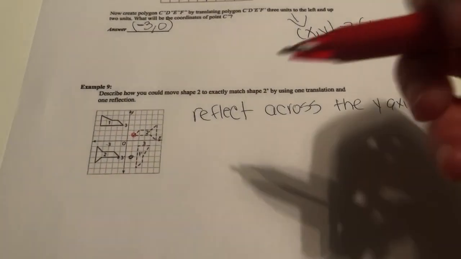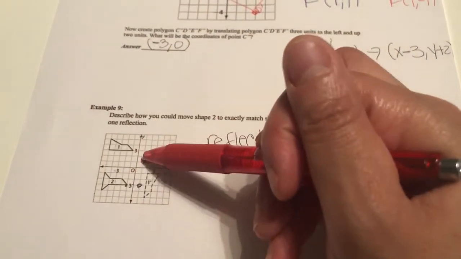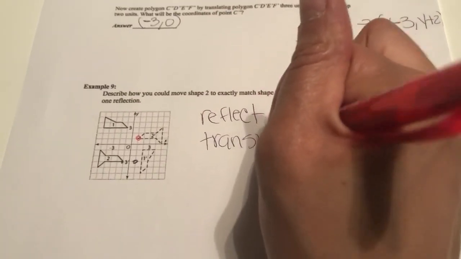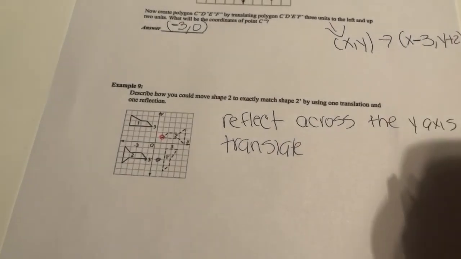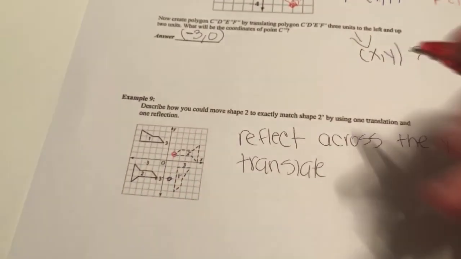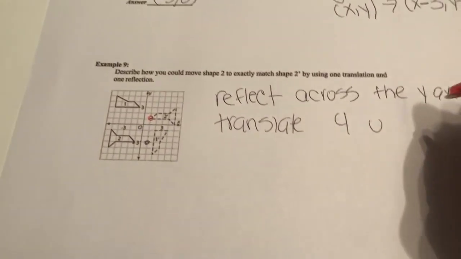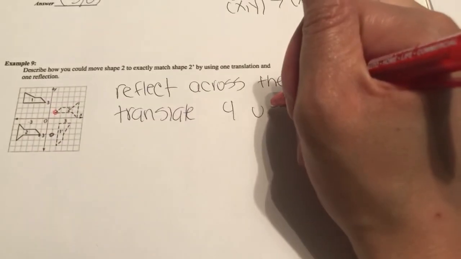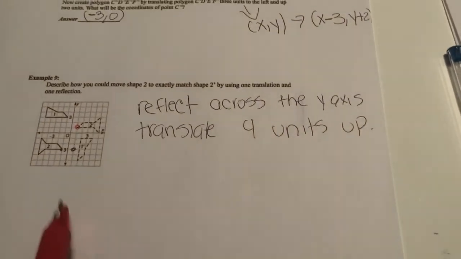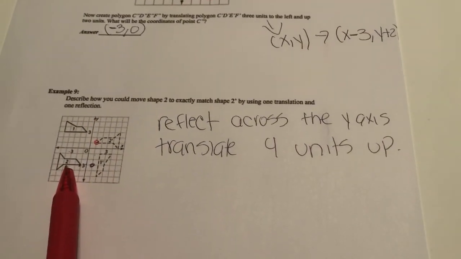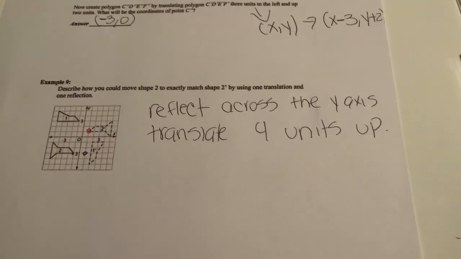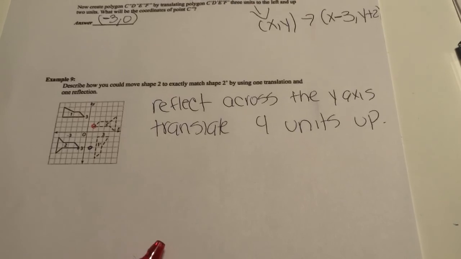So what I would do now is try to get from here to here. After that, I would translate up: 1, 2, 3, 4. 4 units. And that's how I get from my original image 2 to my next image 2. All right. Thank you.